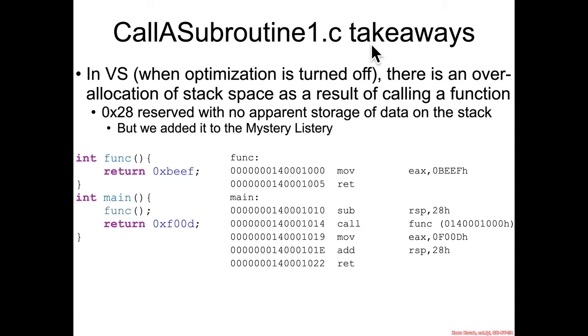So what are our takeaways from call subroutine 1? Well, we learned about the sub instruction, the call instruction, the return instruction, the add instruction, the move instruction, and we also saw that there was some weirdness going on with an allocation and then removal of hex 28 on the stack, which we don't really know why yet, but I added it to the mystery list and we'll dig into it later.